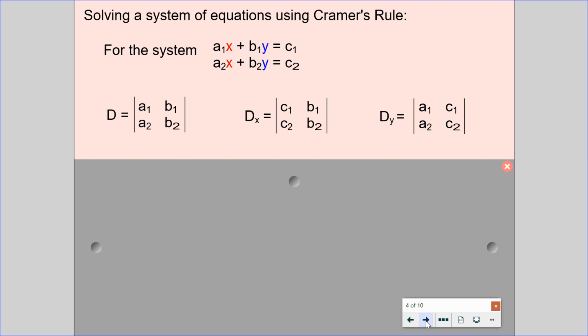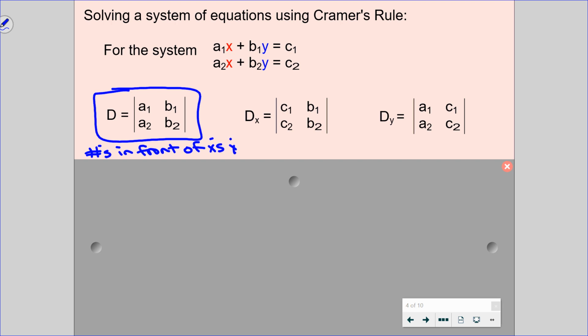So the key here is using Cramer's rule. Notice this first thought that you have, the regular determinant, is no different than what you just calculated. It is just the numbers in front of your x's and your y's. That is going to be the first step that we are trying to do here. The next step is finding the determinant with respect to x. So now notice here, there are the a values that we would normally have in front of our x.